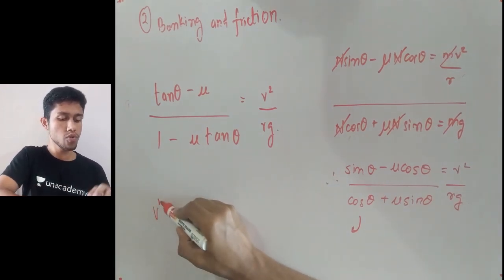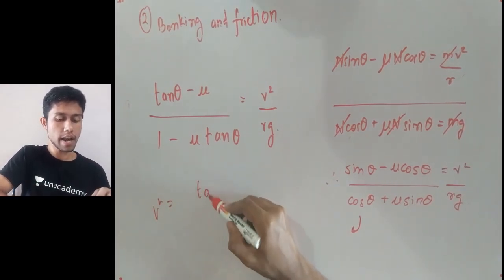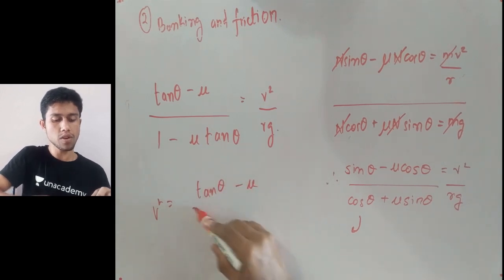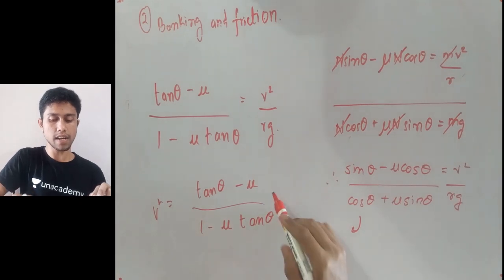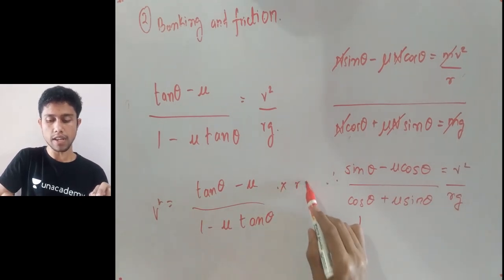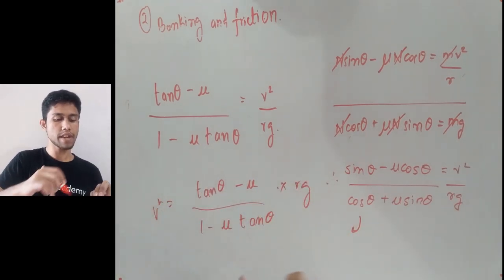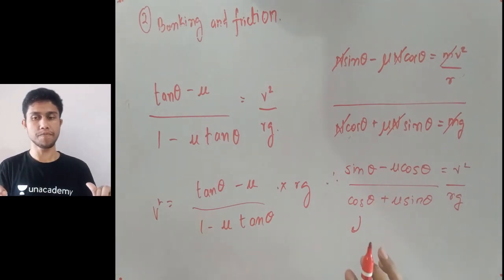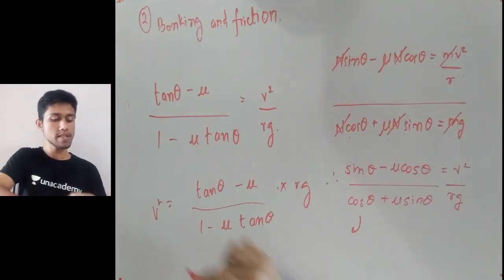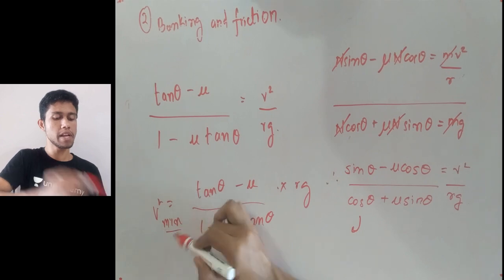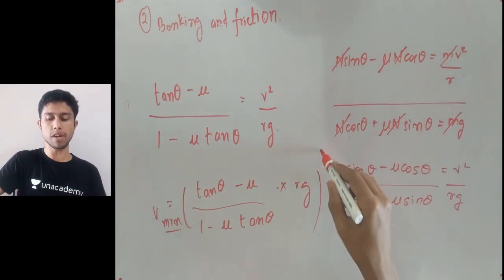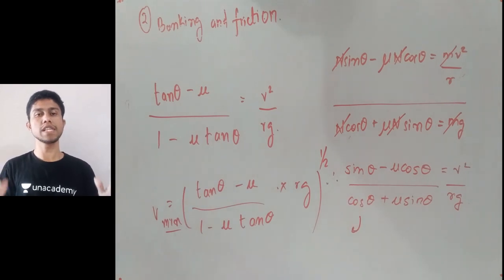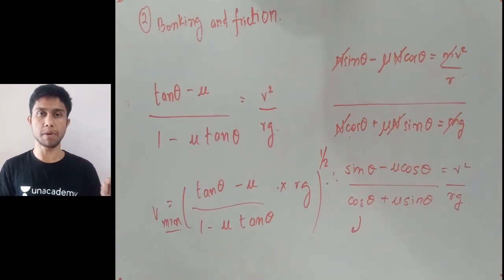So what is v square? v square is tan theta minus mu upon 1 minus mu tan theta into rg. So in this way we can find out the value of v. Okay. So what is this? This is the v minimum. And suppose the square goes on this side, then this will be root. Okay. So in this way we have found out what is v minimum.